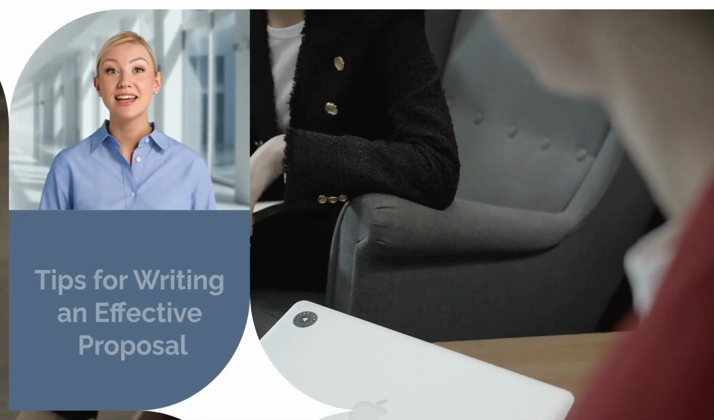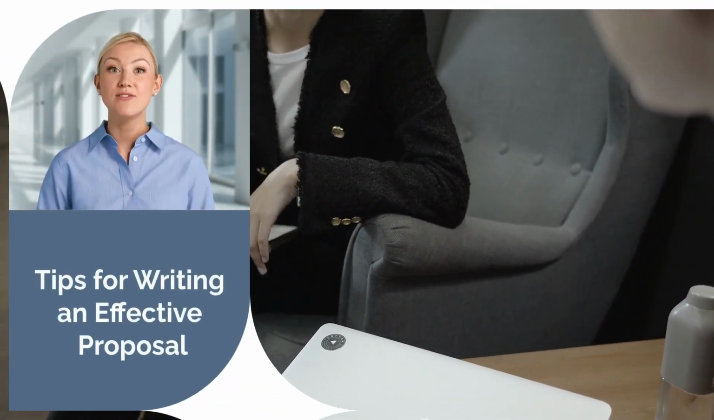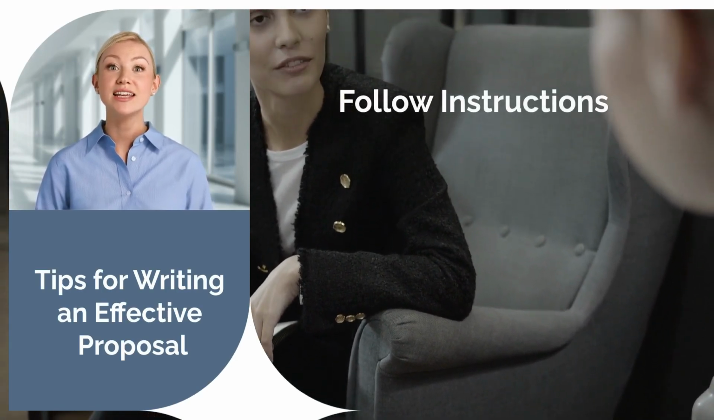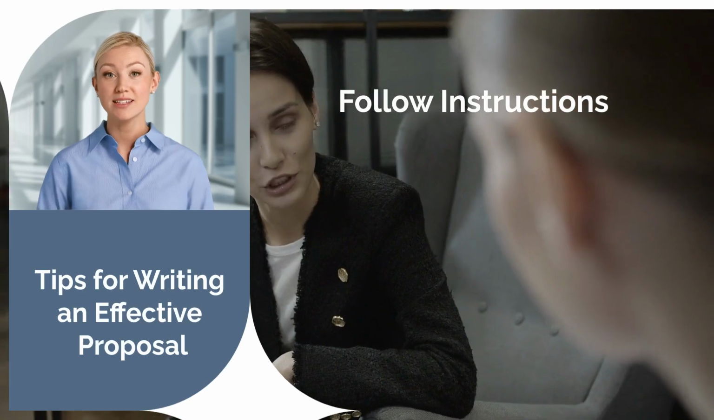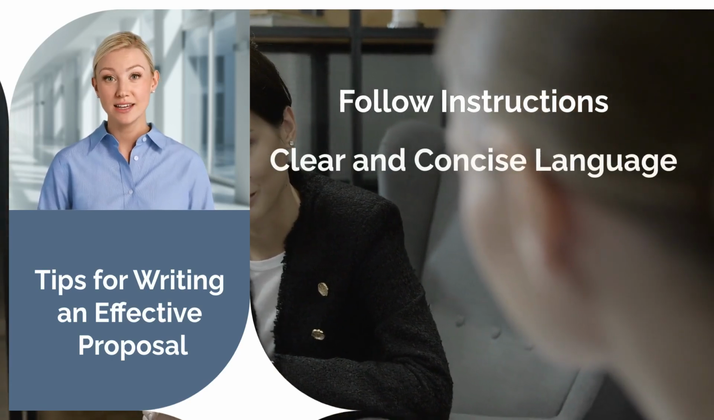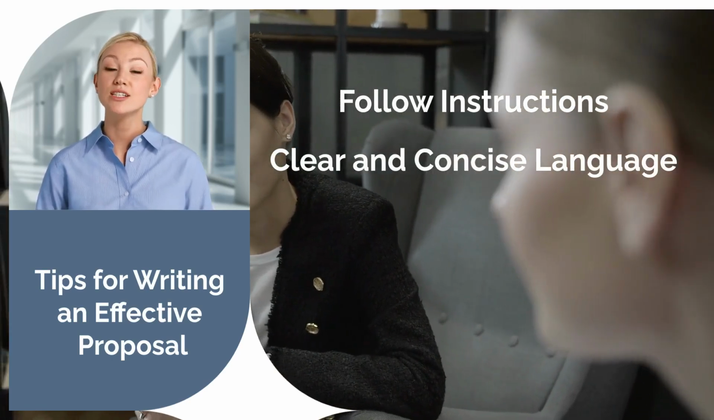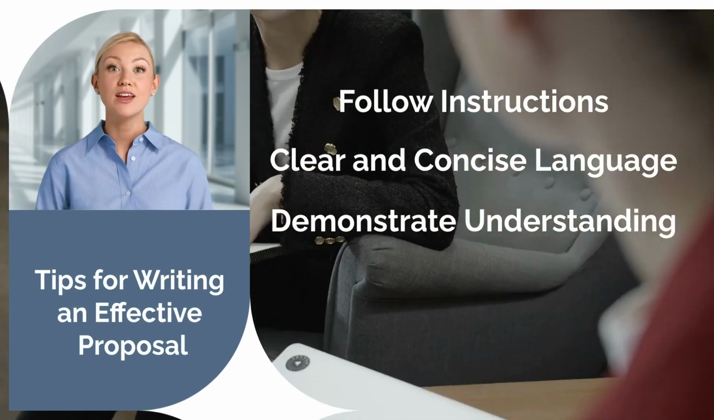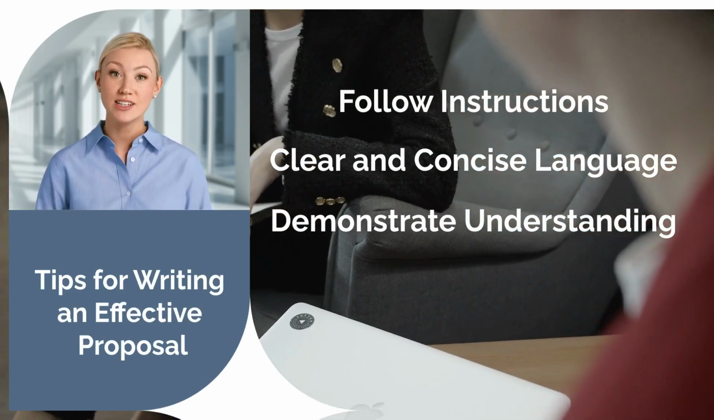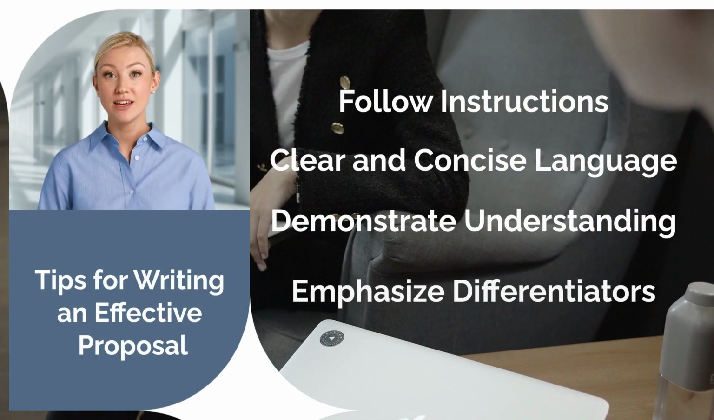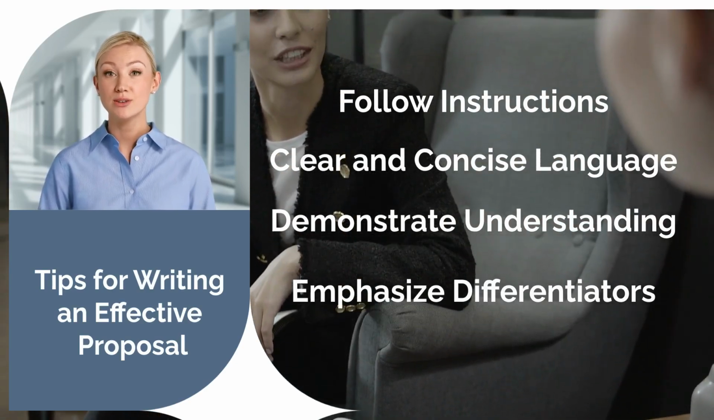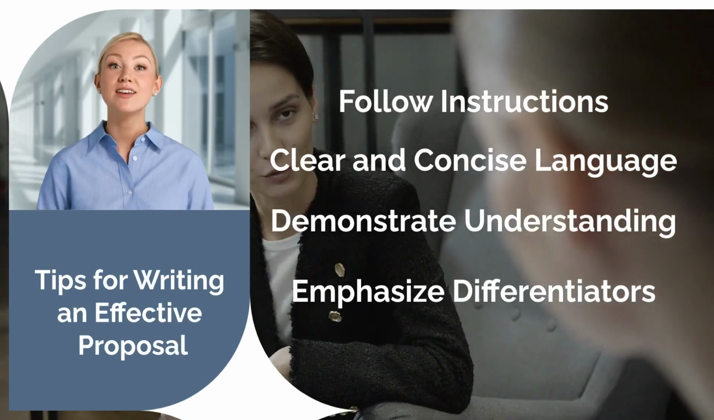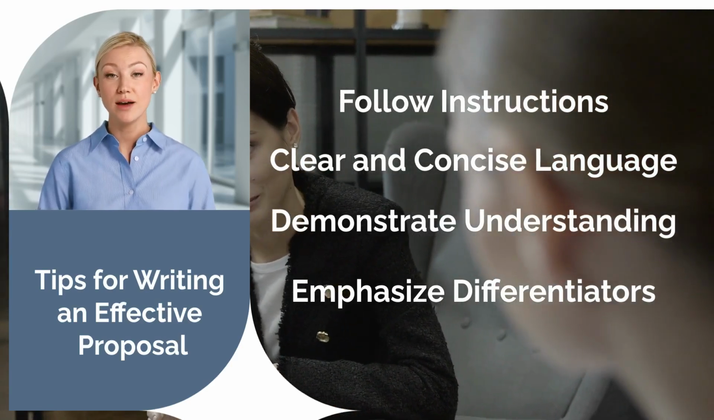Here are some tips for writing an effective proposal. Follow the instructions. Strictly adhere to formatting and submission requirements. Use clear and concise language. Avoid jargon and focus on measurable outcomes. Demonstrate understanding. Reflect comprehension of the agency's goals and challenges. Emphasize differentiators. Highlight what sets your solution apart. For example, do you have an innovative solution or a cost-effective method of delivery?